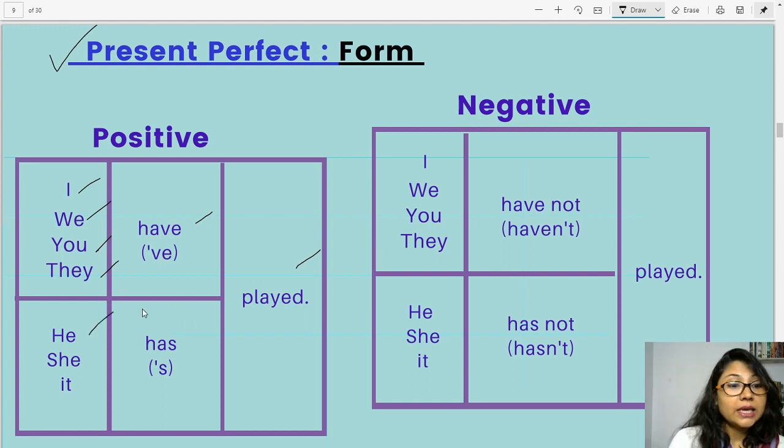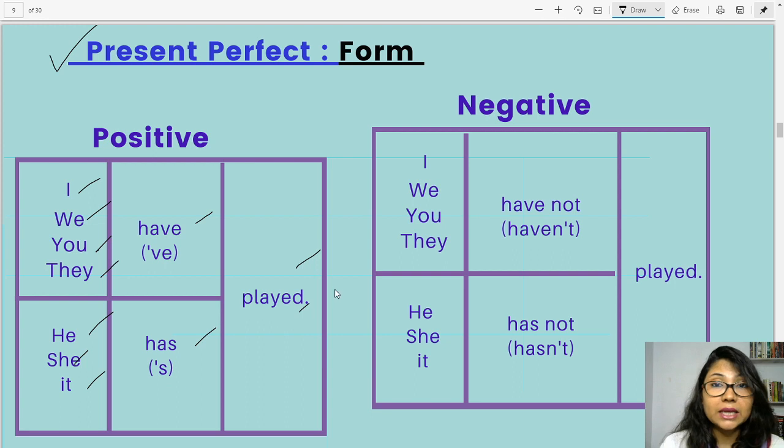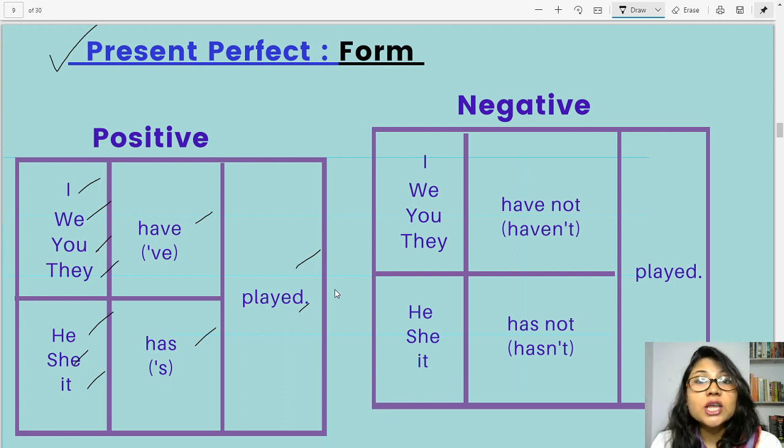And now, he has played, she has played, it has played. Now let's look at the negative form. I have not played or I haven't played.